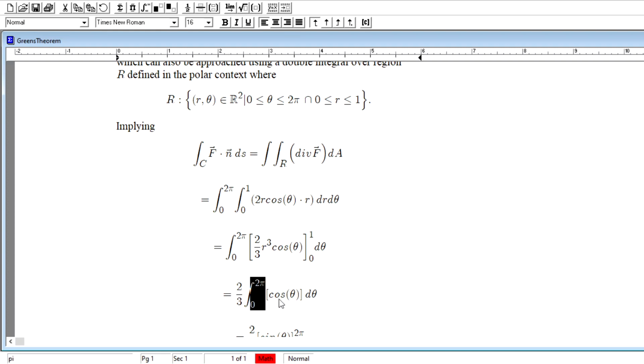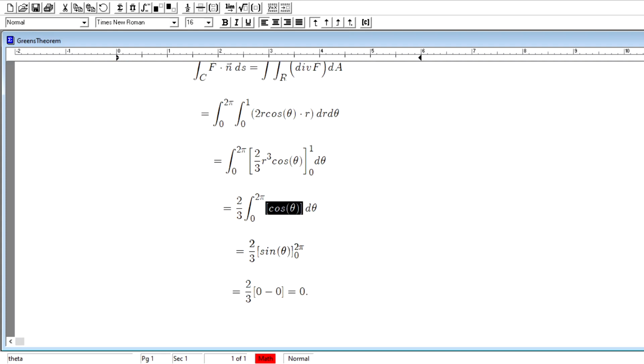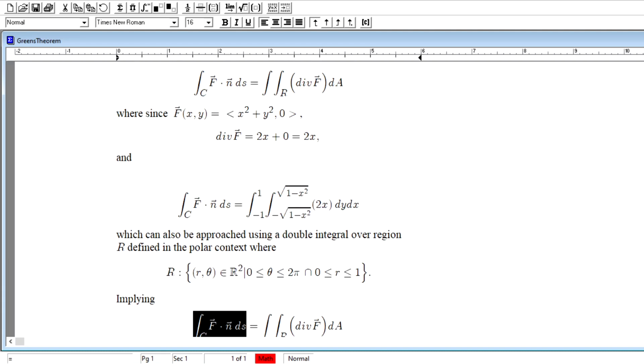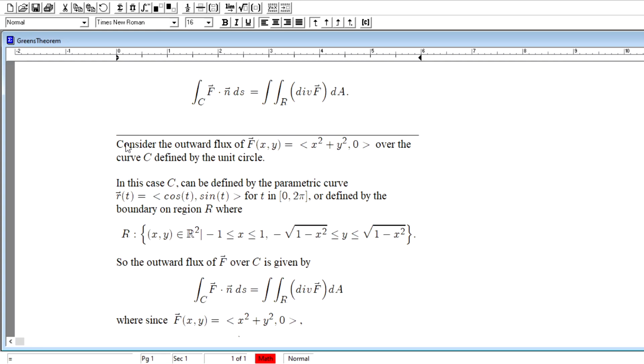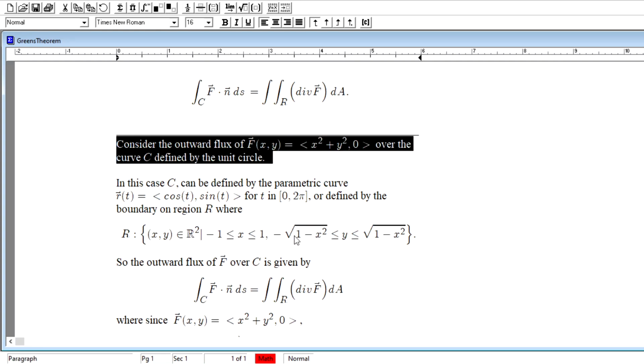So we'll be integrating from 0 to 2 pi the argument of cosine theta. We get an antiderivative of sine theta for cosine theta, where when I consider evaluating that across the bounds from 0 to 2 pi, that calculation is nothing more than the value of 0. So it is 2/3 times 0, which is just 0 in value. That is the double integral calculation that produces the outward flux for this consideration seen here.